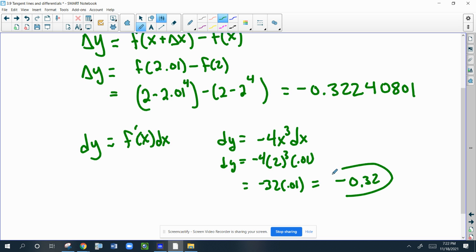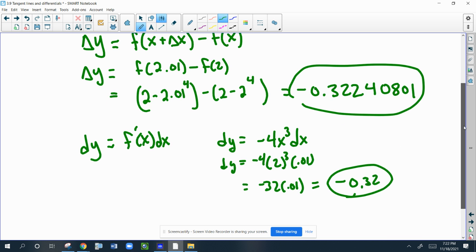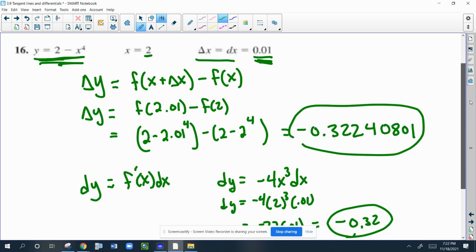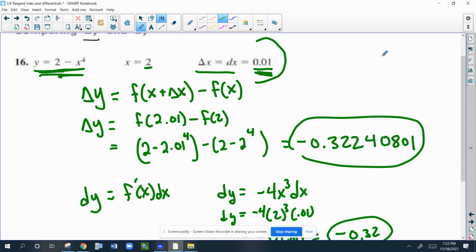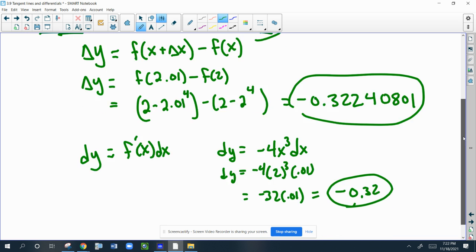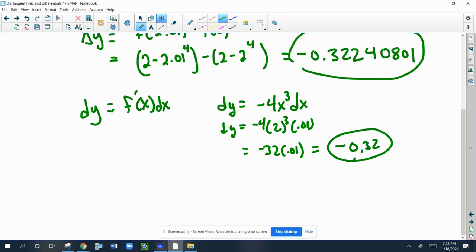And you can also see that it approximated the change very, very nicely. It's only off by 0.0024 and some change. So you would expect that to be a very close change because the change in x was very low. Now, now that we're done with this problem, I just wanted to show you the theory behind it.